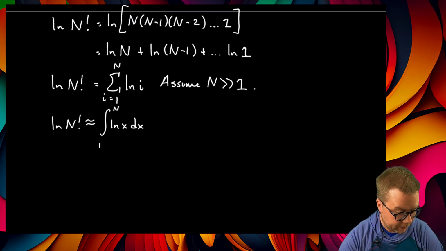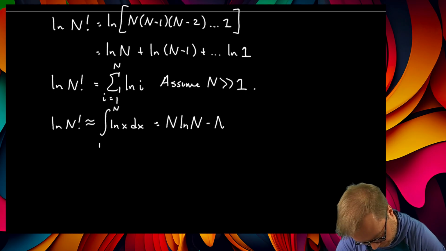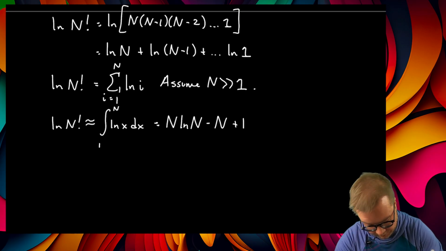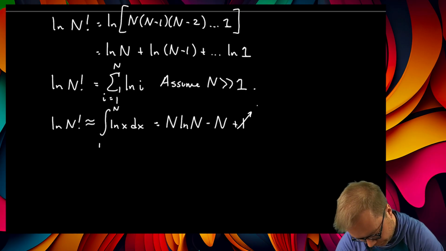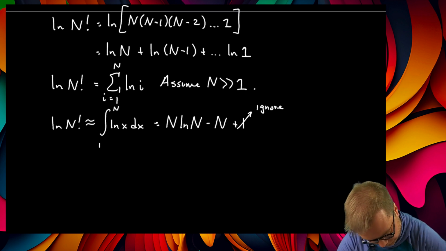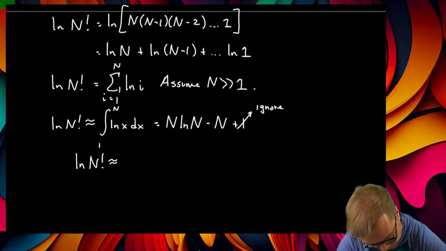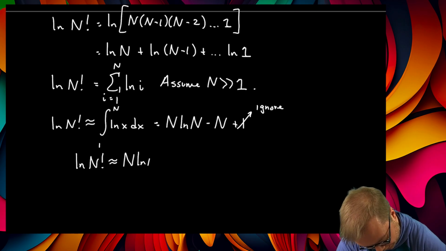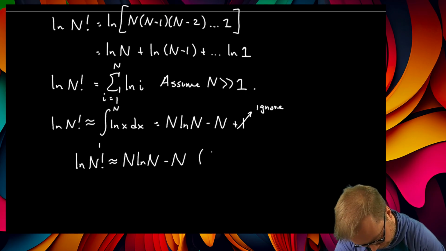If we want to do that integral, we can do it by parts. It comes out to be n log n minus n plus 1. We said n was much, much larger than 1, so that little 1 at the end is negligible. So for n very large, the logarithm of n factorial is approximately n log n minus n. We call this Stirling's approximation.